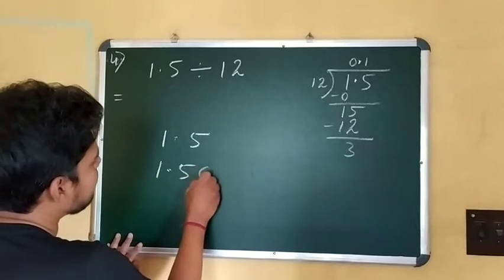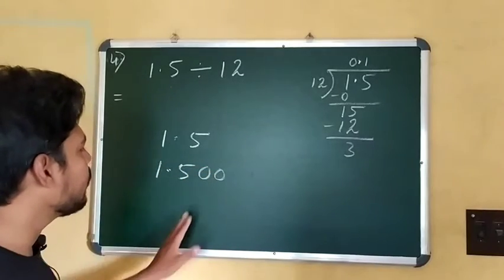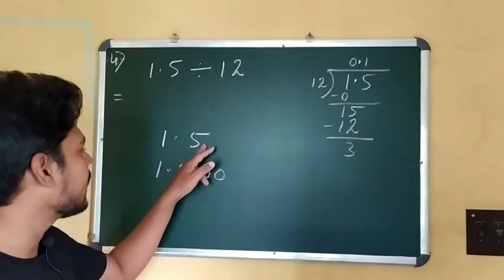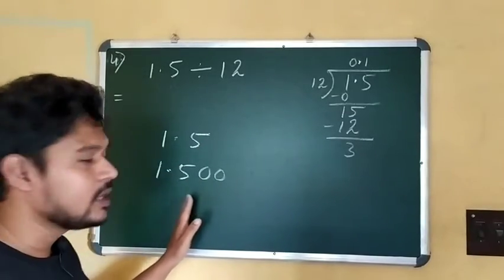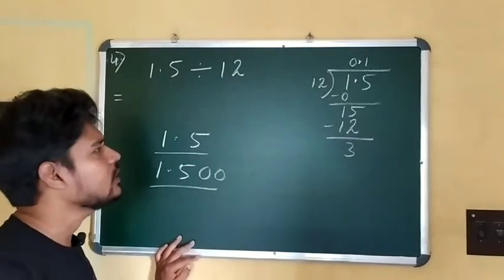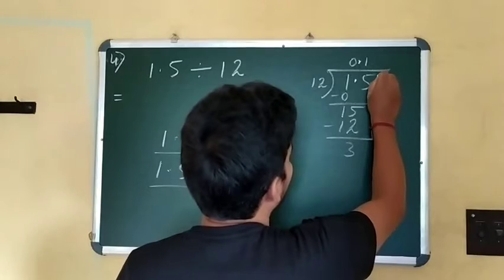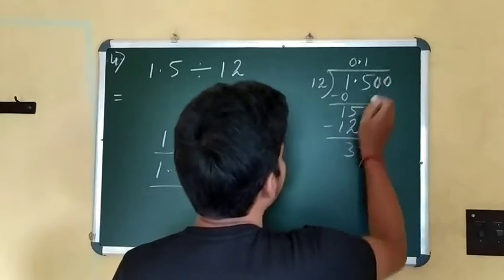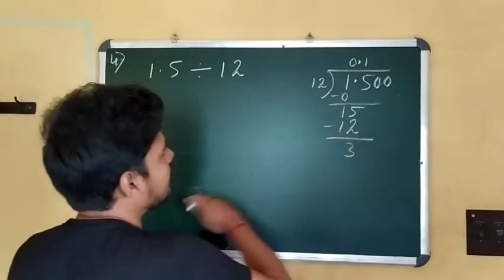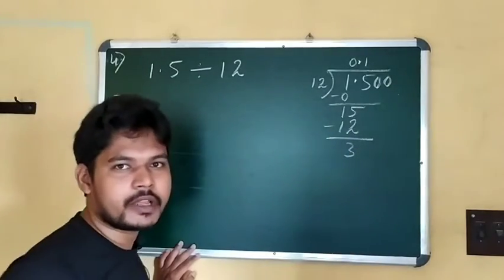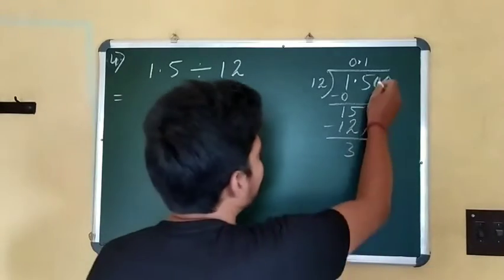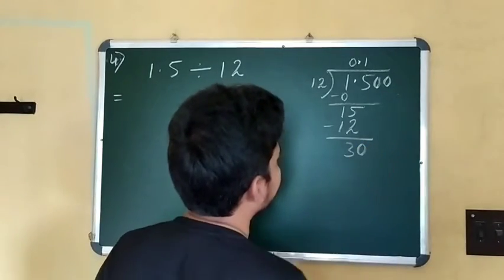there is no change in the value if you add a 0 or a number of zeros after 5 at the decimal places. The value of these two numbers will be the same. So in this way we have to add 0 here until we get the remainder 0. You can add the zeros one by one, only one at a time. Then you take the first 0 here.